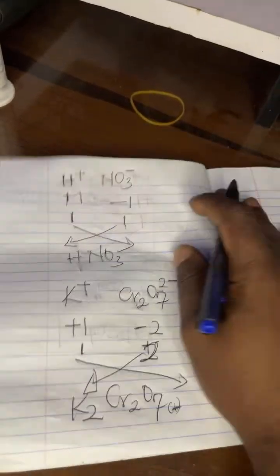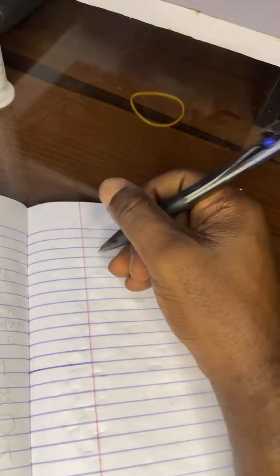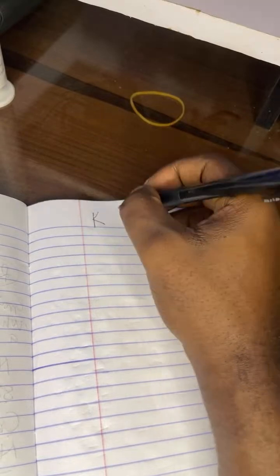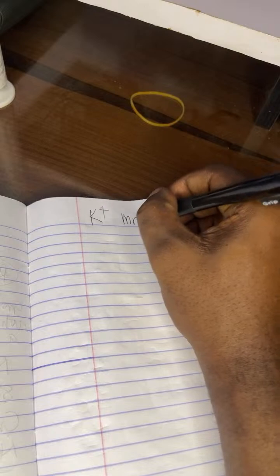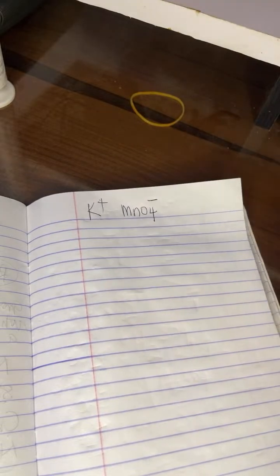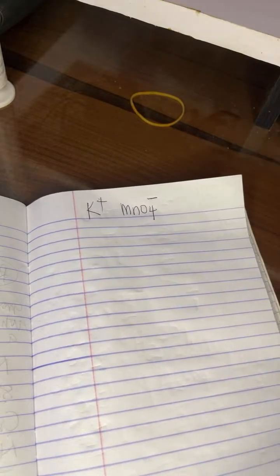So now let's do another one. Let's say we have K plus and MnO4 minus. How do you write the compound? What will it be?